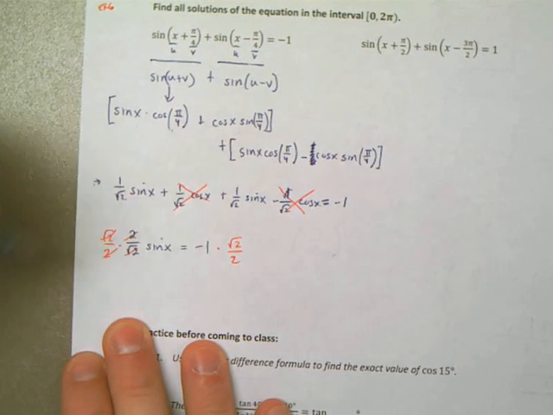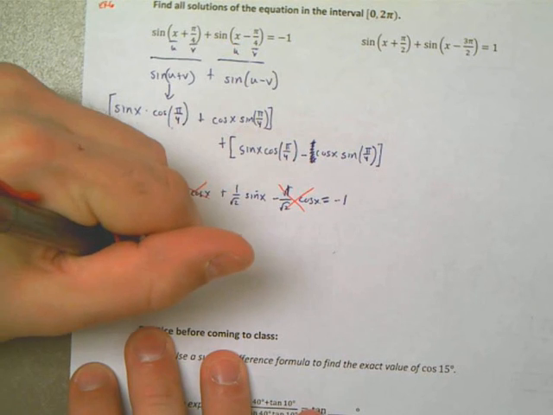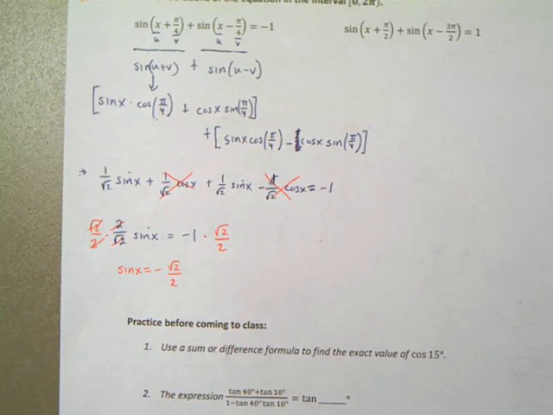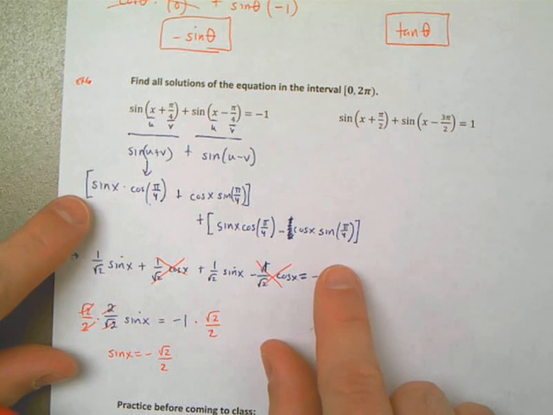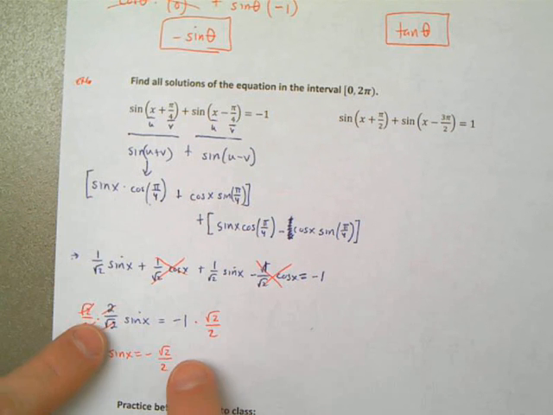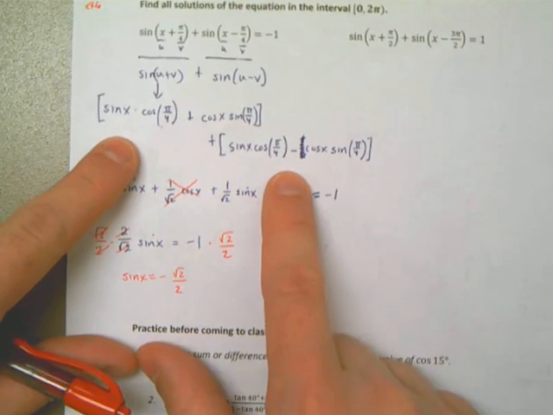That makes these go away completely, and I have sine of x is equal to negative square root of 2 over 2. So all of that, after all this, for a while, we got to make it longer. But when we make it longer, stuff goes away and it simplifies down in a hurry, right? So don't be afraid of this. Don't be afraid of this step.